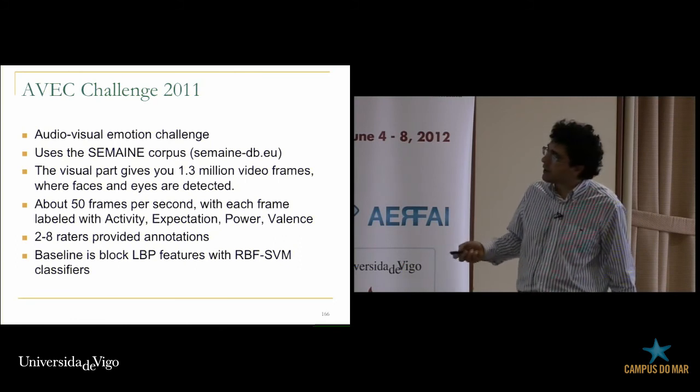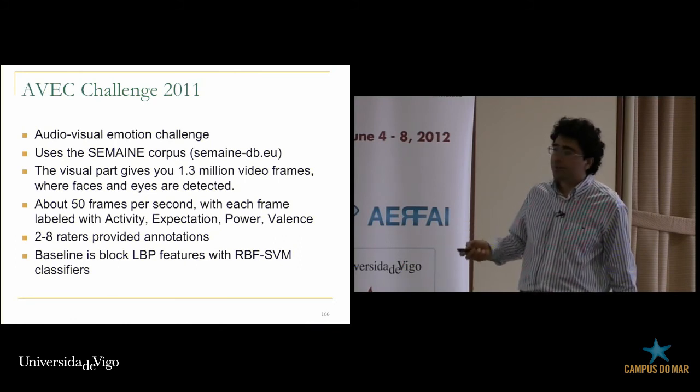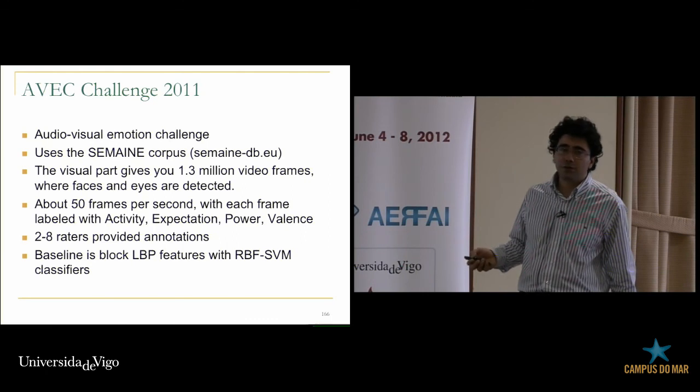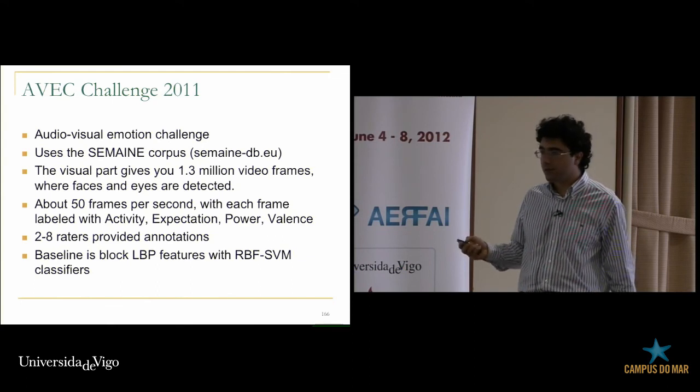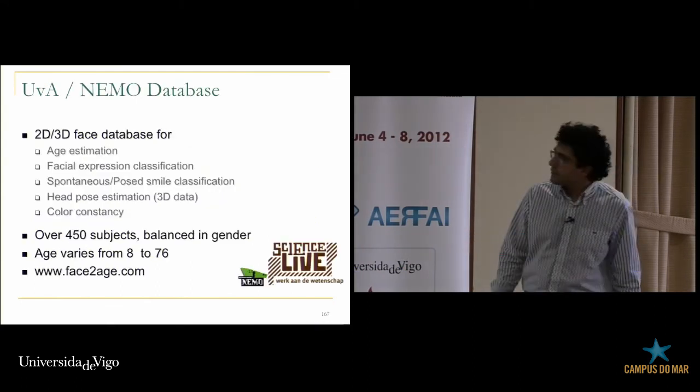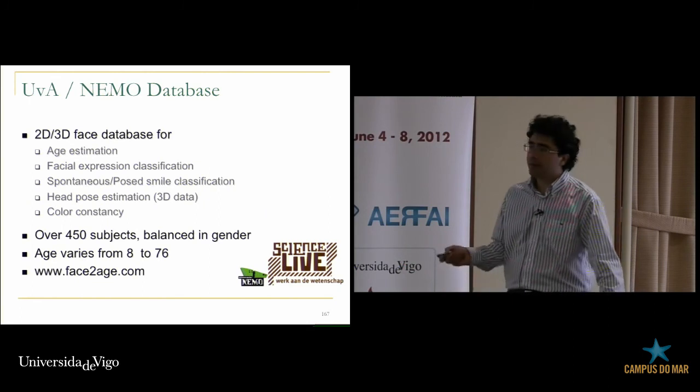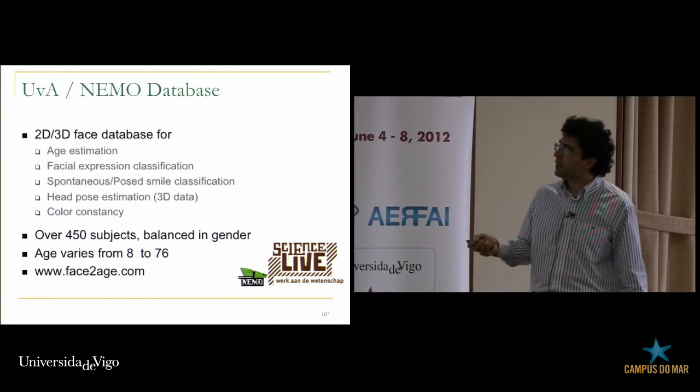So you see that the creation of a challenge dataset is a monstrous task. 2 to 8 raters annotating 1.3 million video frames. The UFA-NEMO database that I talked about is collected with 2D and 3D modalities. It's good for age estimation because it has such a huge age range. Facial expression. We also have head pose estimation.